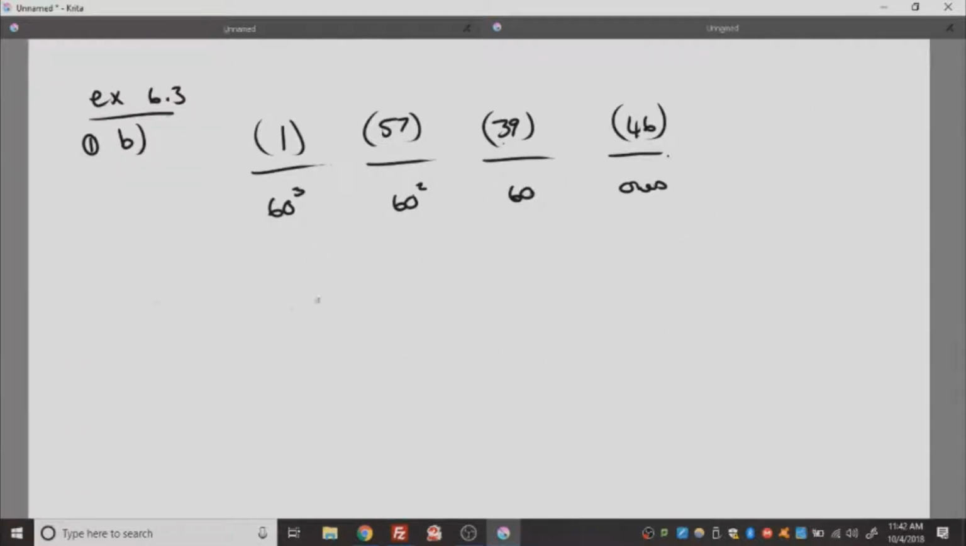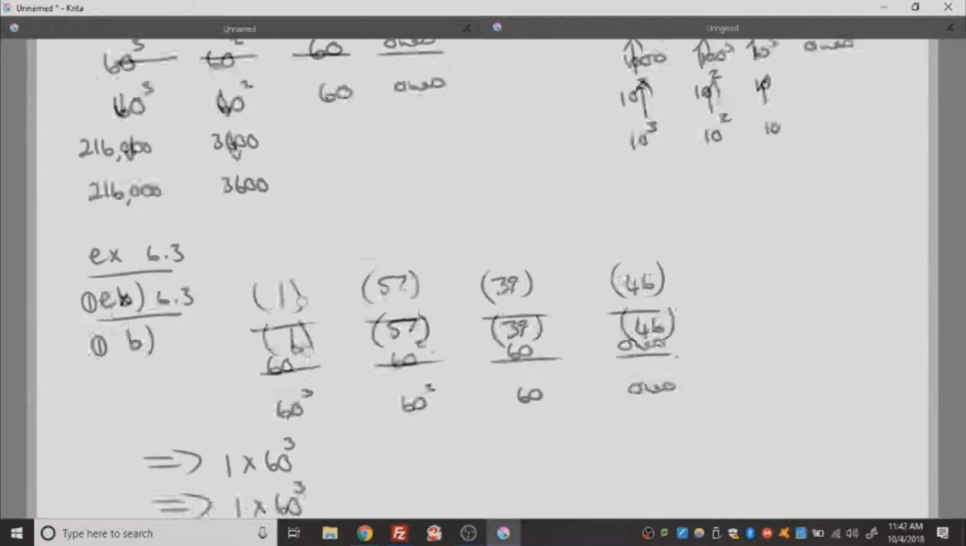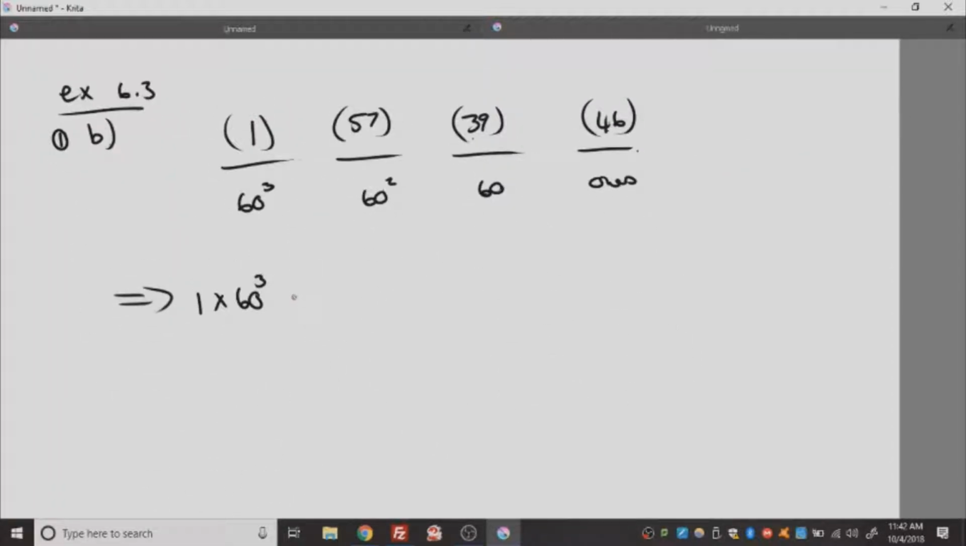Now I just put them together. One group of 60 cubed. You can write 216,000 or just 60 cubed. Your calculator can handle both. 57 groups of 60 squared. 39 groups of 60 and 46 left over. It's good to just make sure that you can do the powers of 60 in your calculator as well, just as a check, and then it's done.